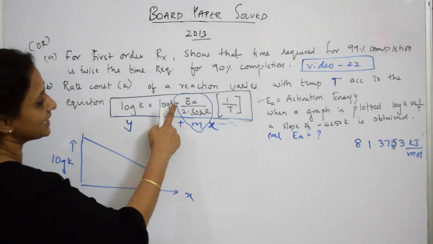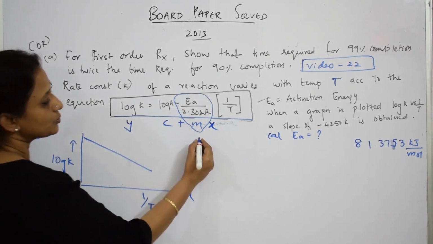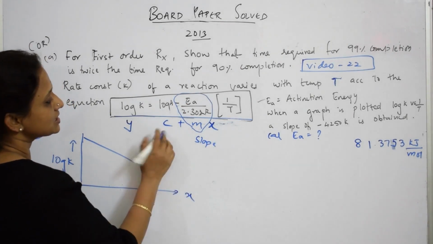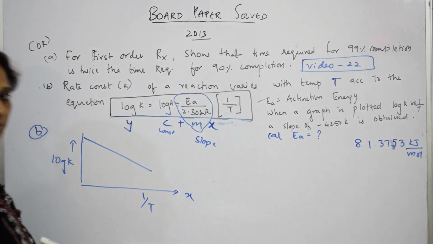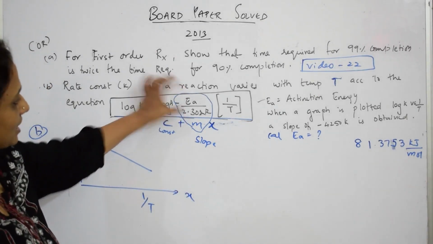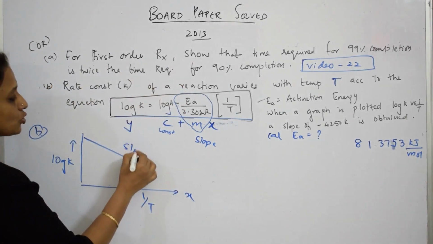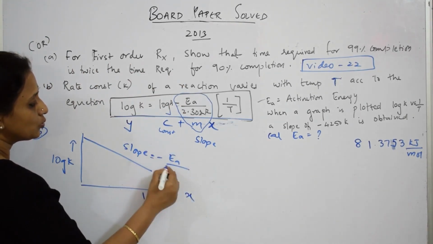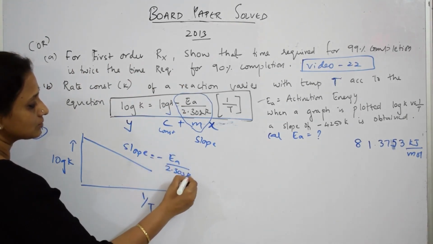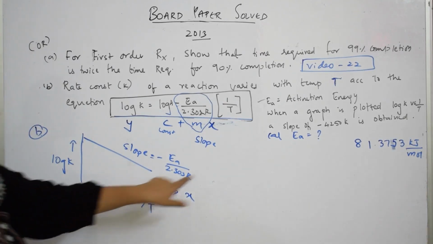This is what is showing you, minus Ea by RT. m is the slope, isn't it? Now what is c here? c is a constant, the Arrhenius constant. Now the slope is minus Ea by 2.303 R. But what is the slope given to us here?